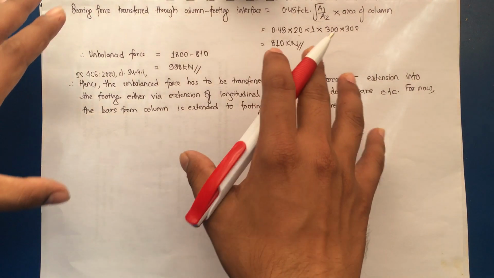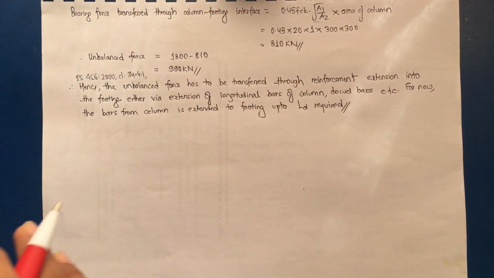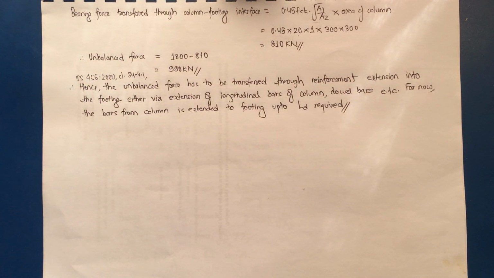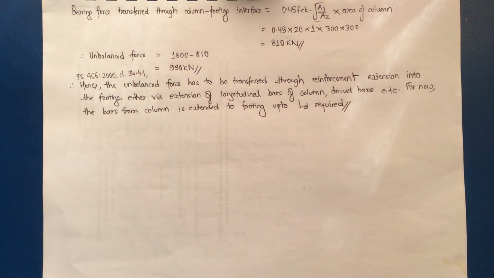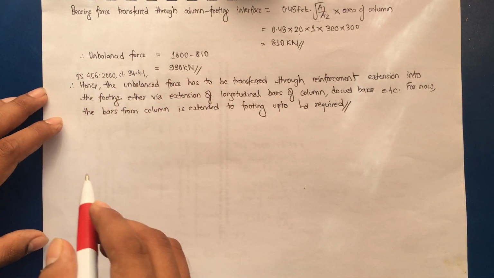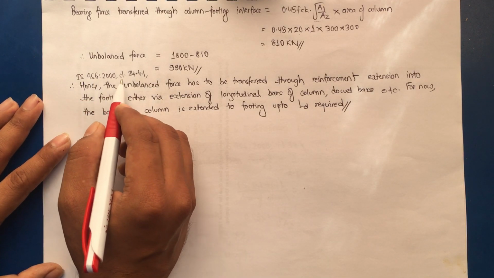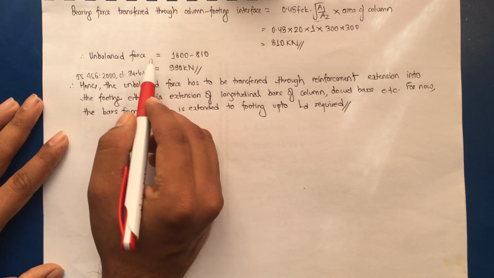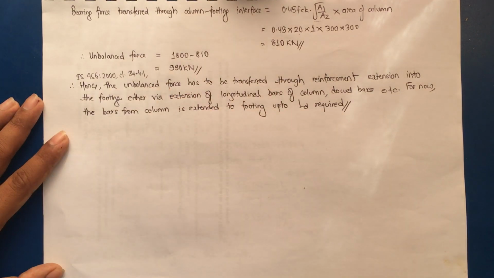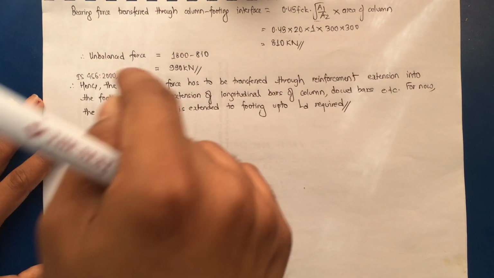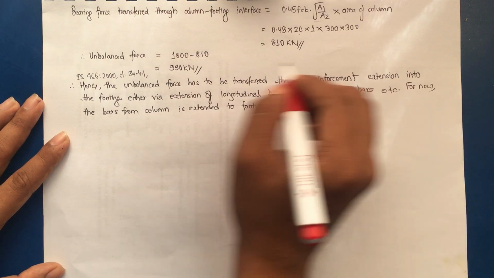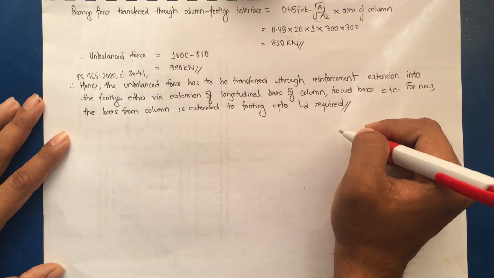What we have to understand is that the force that can be transmitted from column to footing through the bearing, that is the column and footing interface, is 810 kilonewton, but the force that has to be transferred is 1800 kilonewton. So we have to provide an additional arrangement to transfer this load into the footing. According to IS 456-2000 clause 34.4.1, if there is any unbalanced force, that is if the bearing strength of the concrete is not sufficient to transfer the force, then reinforcement has to be added to transfer the force into the footing. Hence the unbalanced force has to be transferred through reinforcement extension into the footing, either via extension of the longitudinal bar of the column or dowel bar.